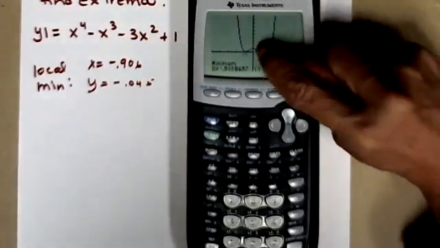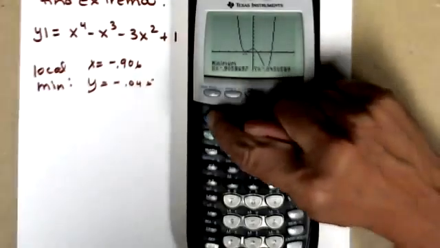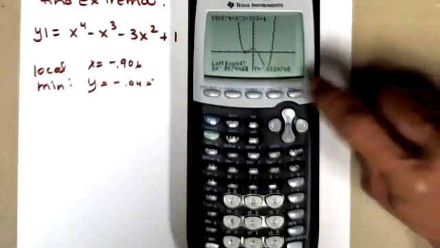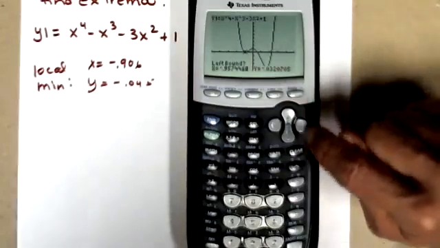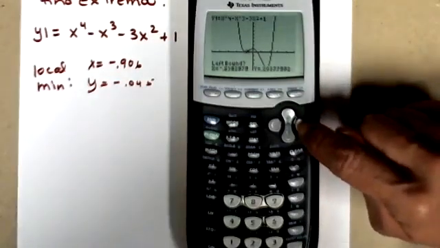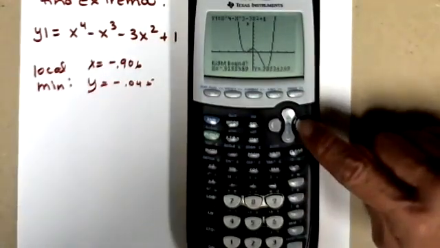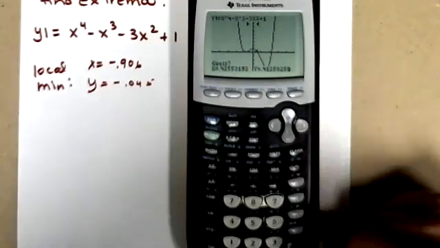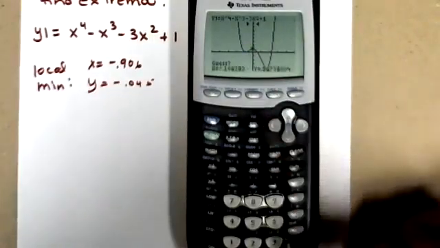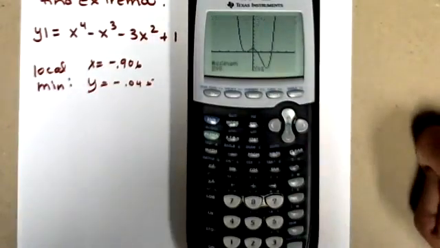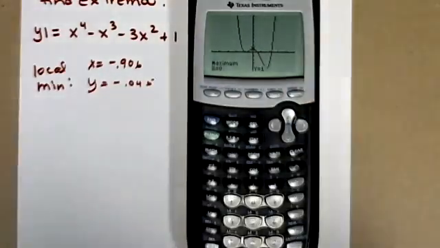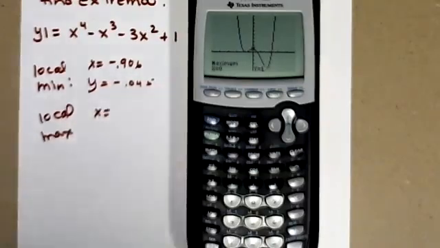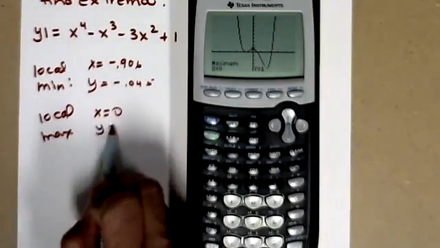So let's find that local max right there. Back to that same button, second Calc. This time we'll do a maximum. We have the same prompt. We need to be to the left of our maximum. Okay, that's to the left of it. Up and over to find your right bound, someplace to the right of the maximum. Enter in between those. And now we'll guess. Oh, our guess was good. So we have a local max at x equals 0, y equals 1.